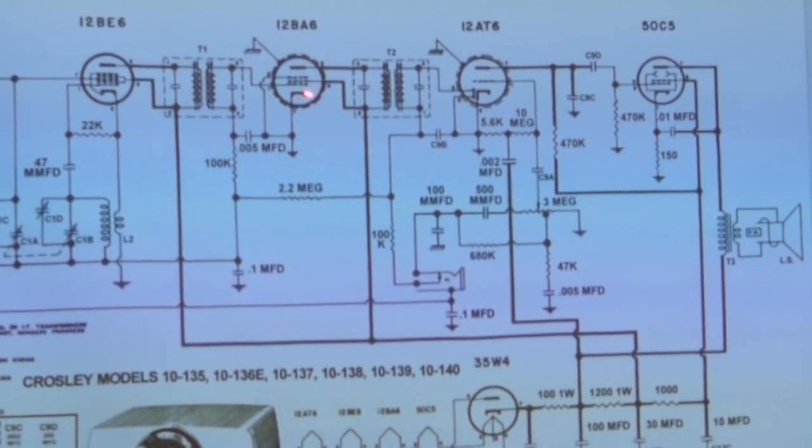All right, so you substitute the tube, and there it goes, it's working. What could have happened? Even though the tube tested okay on an emission tester, you could have an open element inside, you could have a shorted element. And let's say, however, that you've put another good tube in there and it still isn't working. What's the next thing you might think of?